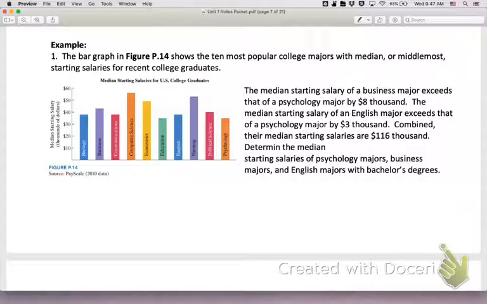Okay, now, we could probably estimate this information from the graph, but the scale here is not so precise that we can figure out exactly what it is. So that's why we're going to use algebra to do this.